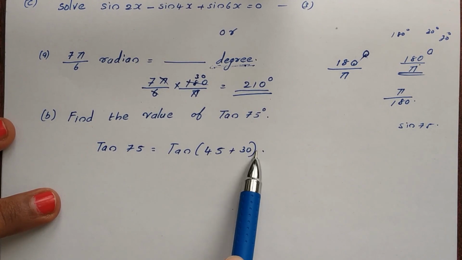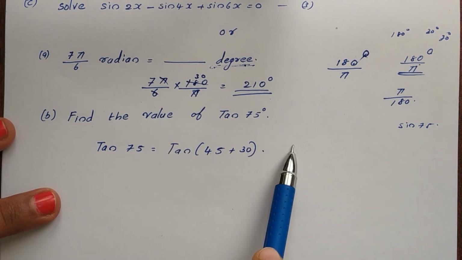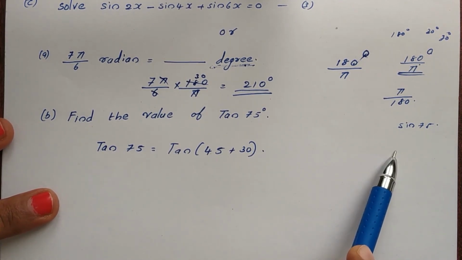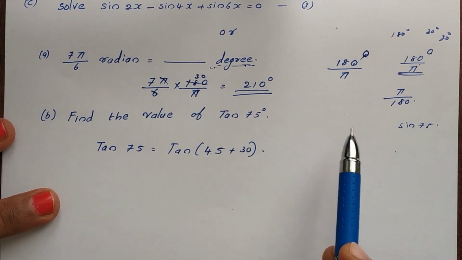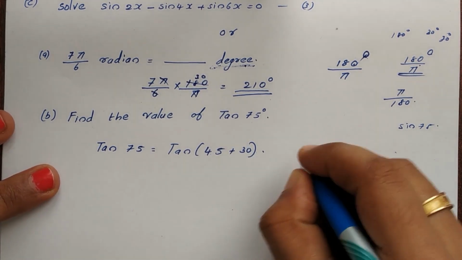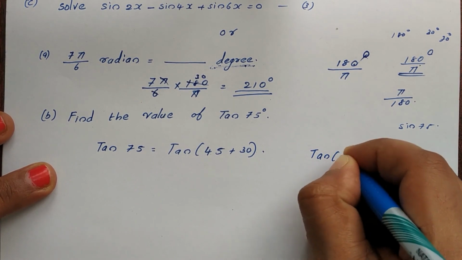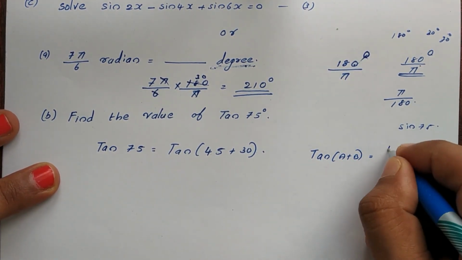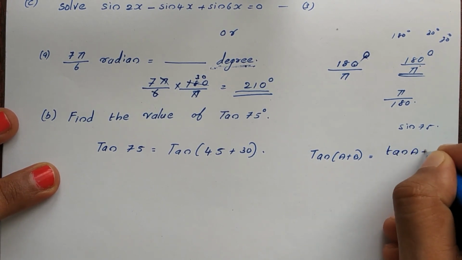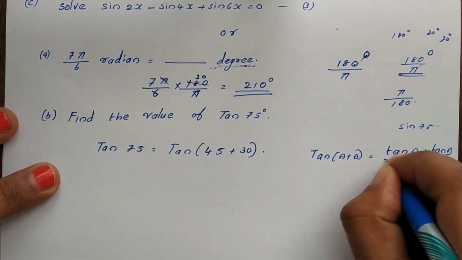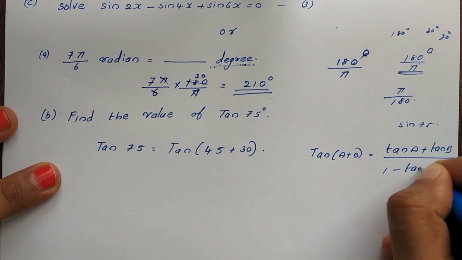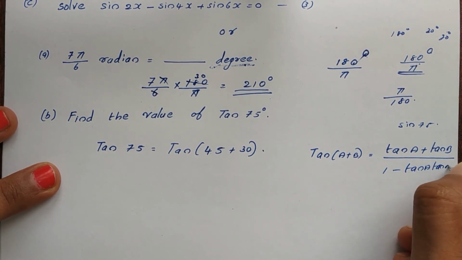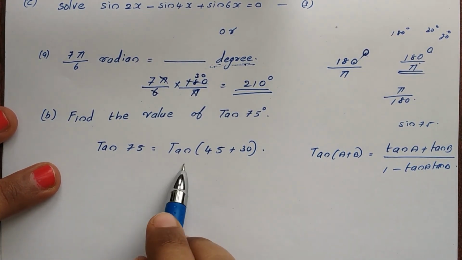We learned the result sin of x plus y is equal to sin x cos y plus cos x sin y. Here we have not learned a result for tan, but we have learned the result for tan of a plus b. Tan of a plus b is equal to tan a plus tan b divided by 1 minus tan a tan b.